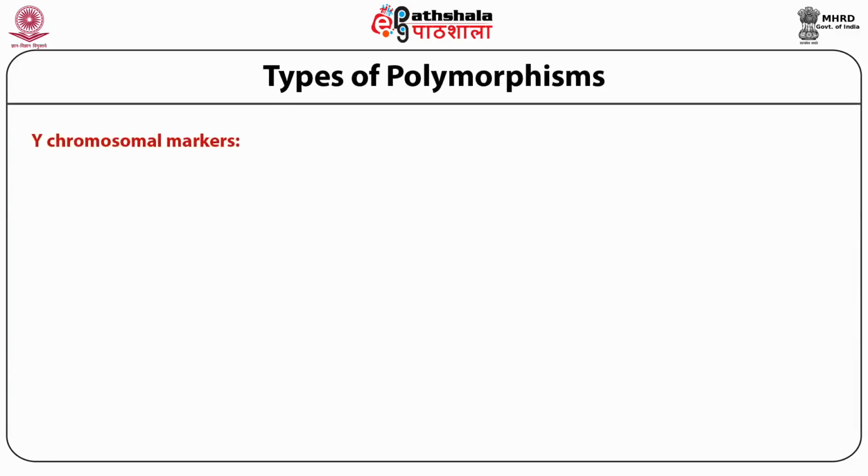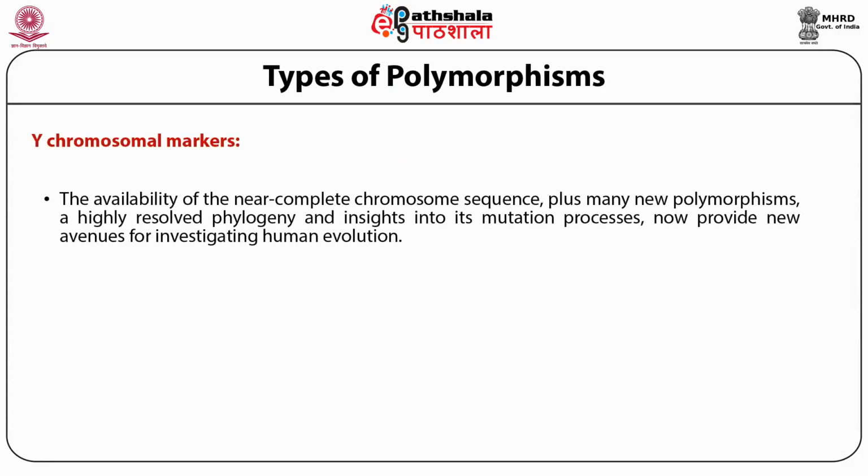Then we have Y chromosome markers. The availability of a near complete chromosome sequence, thus many new polymorphisms, a highly resolved phylogeny, and insights into the mutation processes now provide new avenues for investigating human evolution. Y chromosome research is expanding.